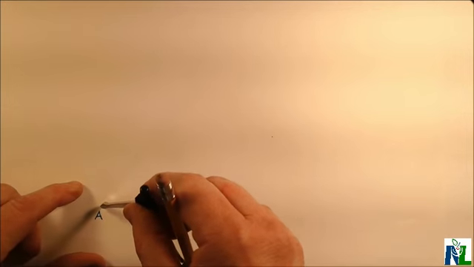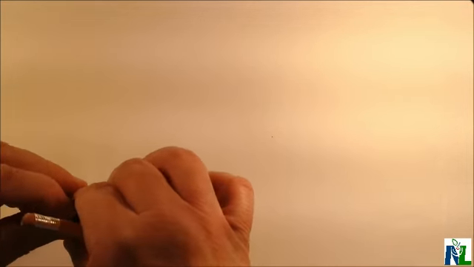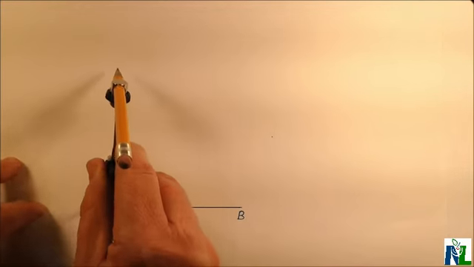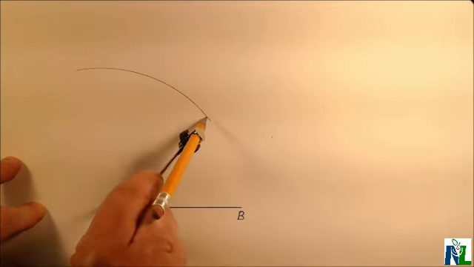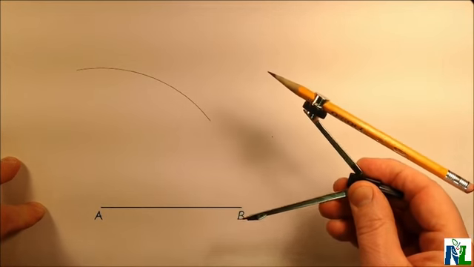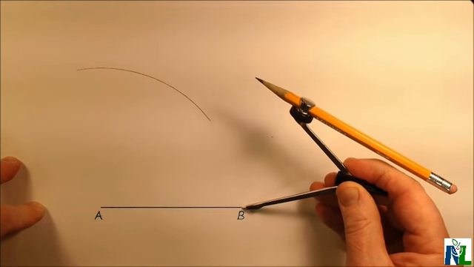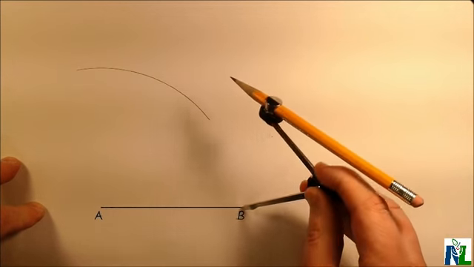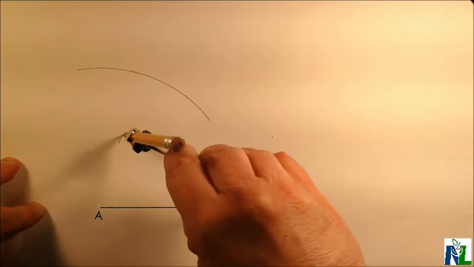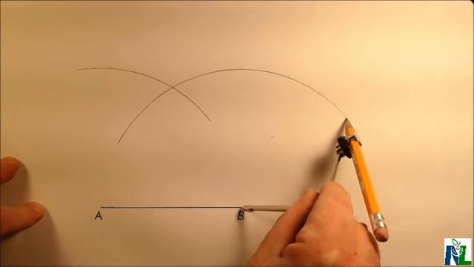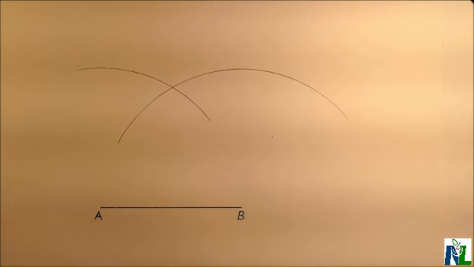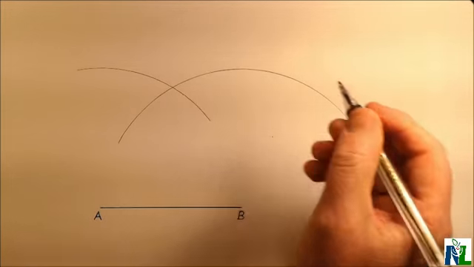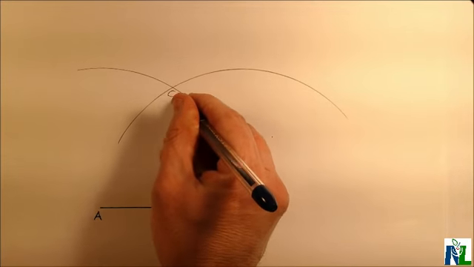With the point at A now, I'm going to draw an arc. Same opening on the compass with the pointy end at B now, I'm going to draw another arc. I'm going to label where these two arcs intersect. I'll label that point C.